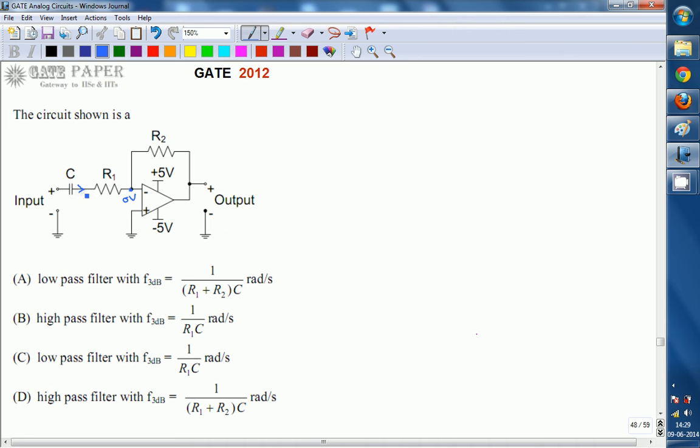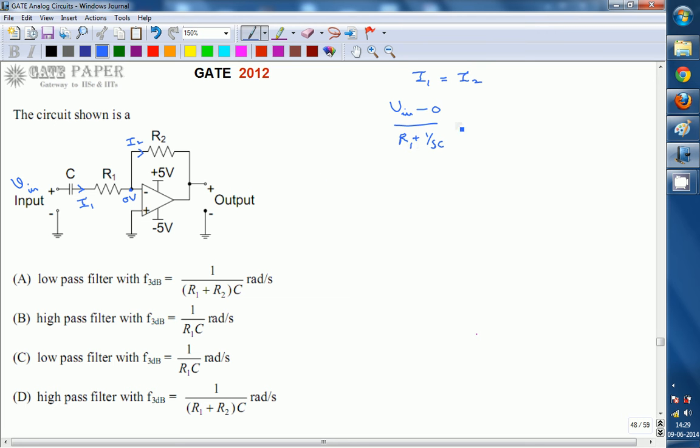Now assume the current flowing through this branch is I1 and the current flowing through this branch is I2. No current flows into the terminals of the op amp, because ideally the input impedance of the op amp is infinite, so I1 is always equal to I2. I1 can be written as, let us assume the input is V in, V in minus 0 divided by R1 plus 1 by SC, in Laplace transform form.